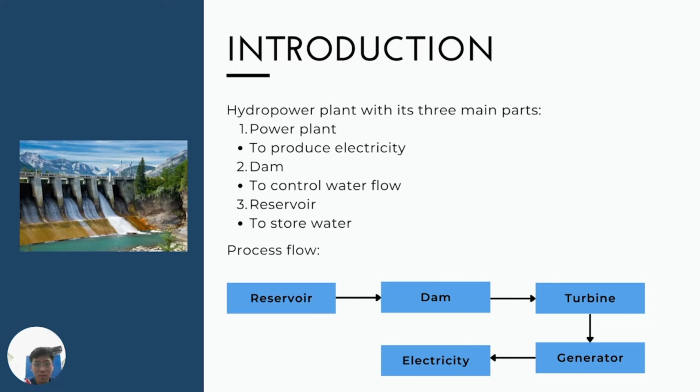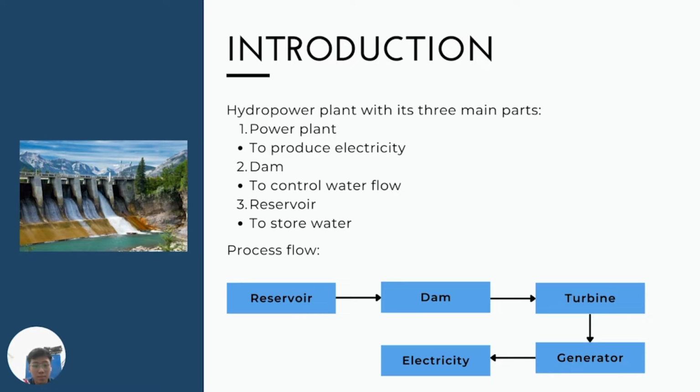First of all, let's see what a hydropower plant is. What infrastructure is related to fluid mechanics? Hydropower, or hydroelectric power plant, is typically a system with three parts: a power plant where the electricity is produced, a dam that can be opened or closed to control water flow, and a reservoir where water is stored.